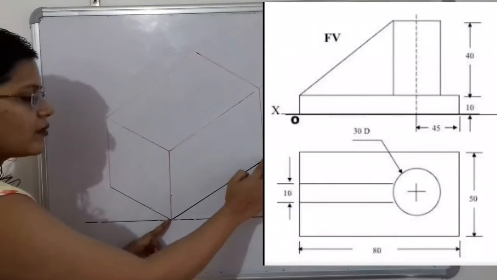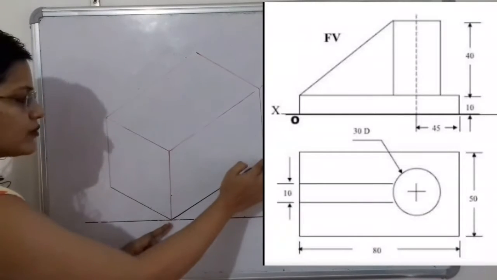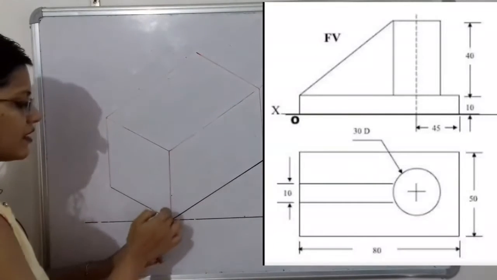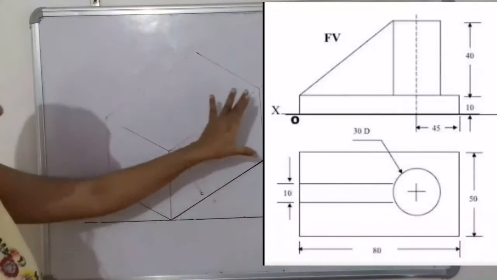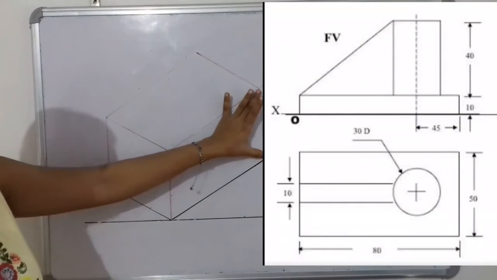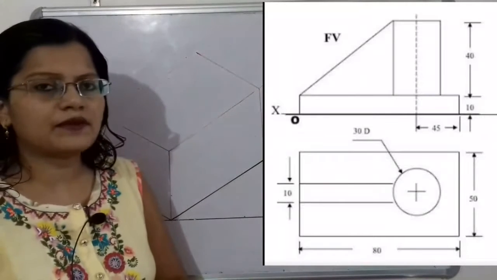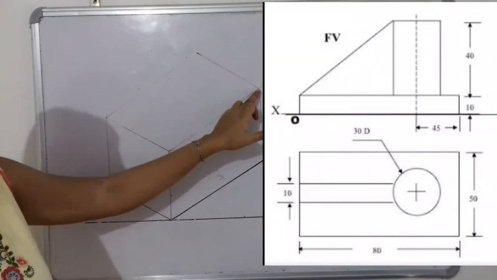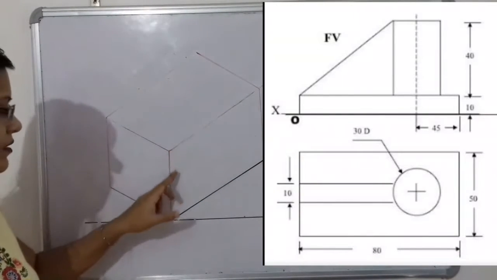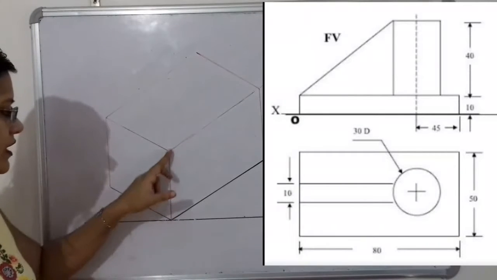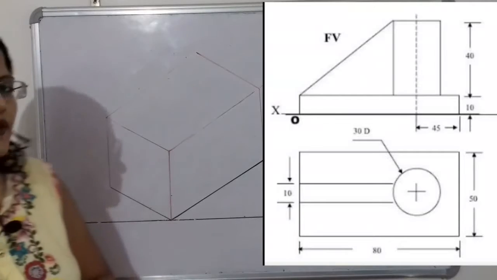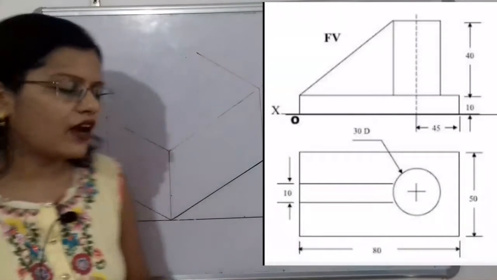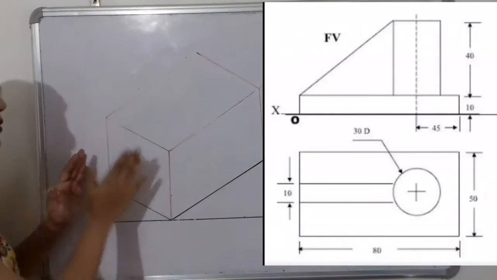We have to select the point, and then from this point we draw the vertical line parallel to this vertical line, and we take the dimension equal to height. Height is 50 millimeter, that means we select the point at 50 into 3, that is 150 millimeter. Here also this vertical line indicates the dimension for height, so we select the point at 150 millimeter. And now on the other side, here we will plot the side view.